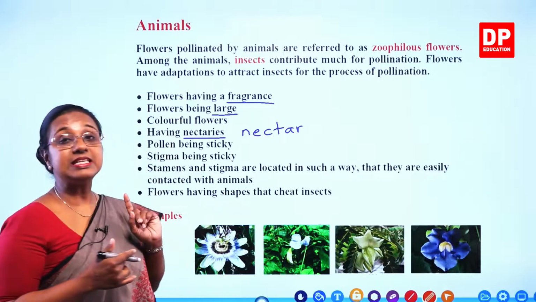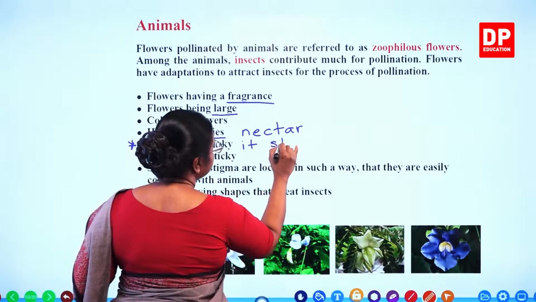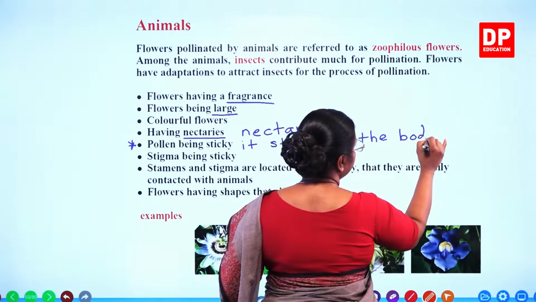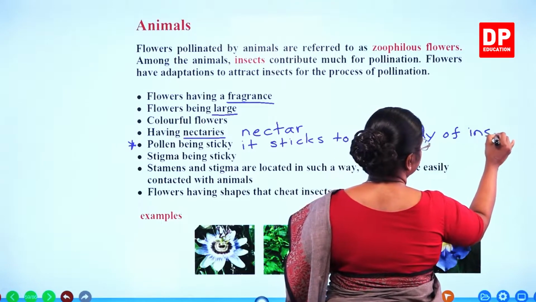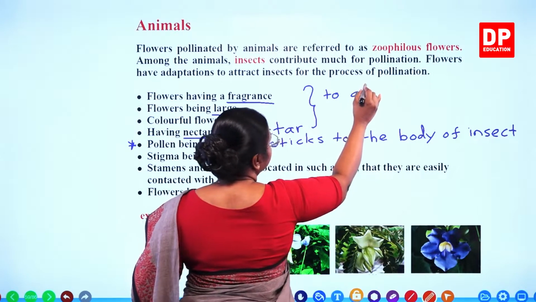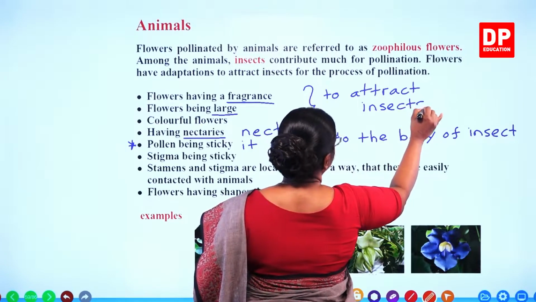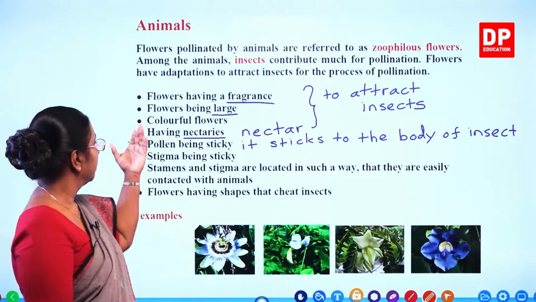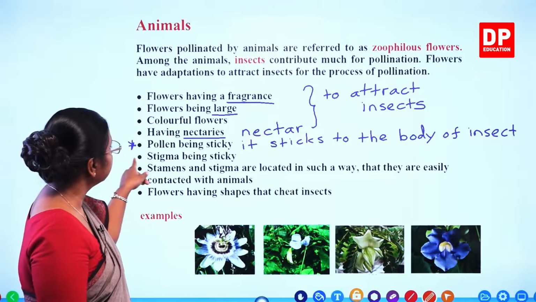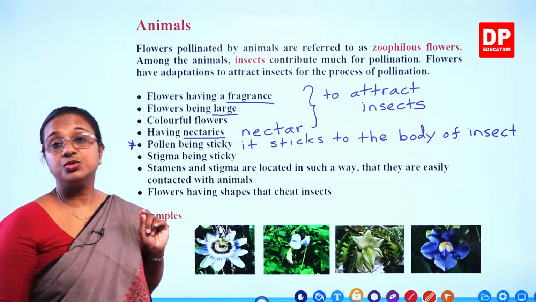Then the pollen being sticky, that's very important. When the pollen is sticky, it sticks to the body of the insect. So these few are to attract insects: having fragrance, being large, colorful flowers, having nectaries producing nectar, all that to attract the insects. Then the pollen being sticky, it easily sticks to the body of the insect, and the stigma also being sticky.